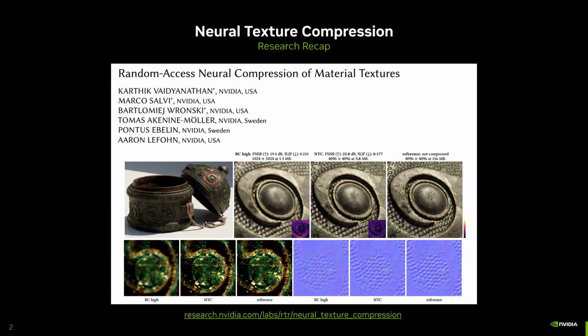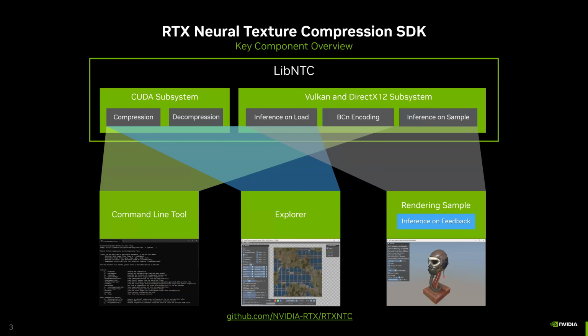Neural texture compression is based on a research paper published in 2023 by a few NVIDIA researchers. Since then, there have been at least a couple of follow-up papers, like one from Ubisoft and one from AMD, that are working to improve some aspects of this approach. But what we have productized is based exclusively on our paper with some minor improvements of our own made since then. So we have developed an SDK called RTX NTC, and that SDK is public on GitHub as of February.